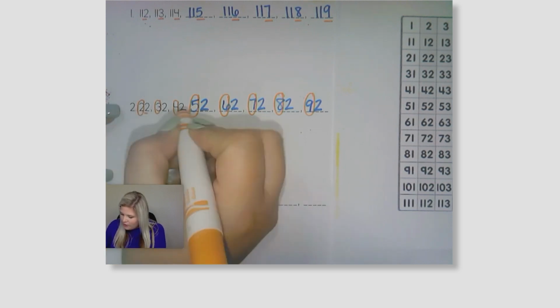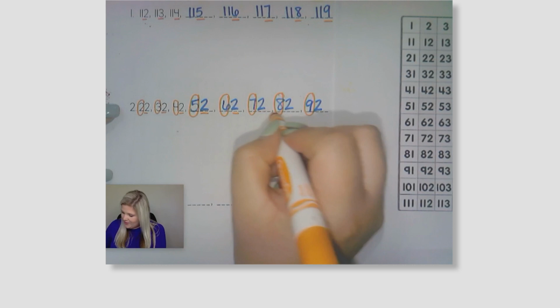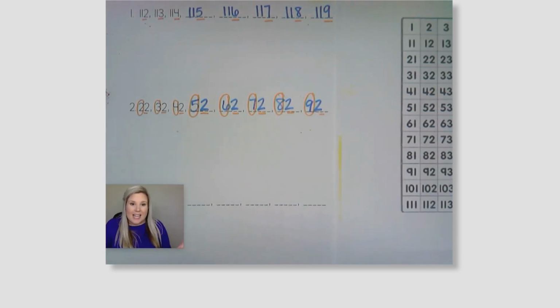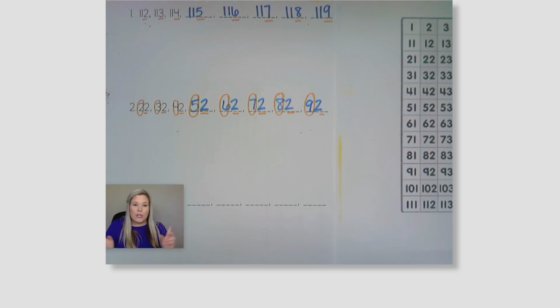Then we're going to look at our ones place. 2, 2, 2, 2, 2, 2, 2, 2. Our ones place did stay the same. So we were definitely counting by tens. Great job. We have been working on using the 120 chart to find patterns and count numbers. Now it's your turn to do it all on your own.